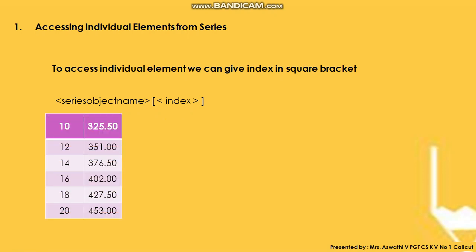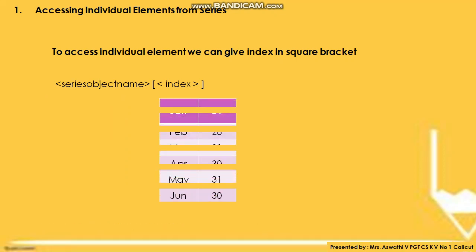Suppose this is our series. Now, if we give s of 16, that is, s in square brackets 16, 16 is the index here. So we will be getting the value 402. Is it clear? Now consider this is our object, series object.